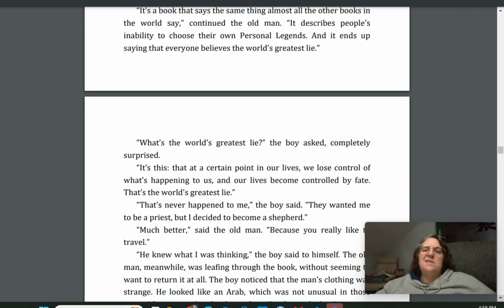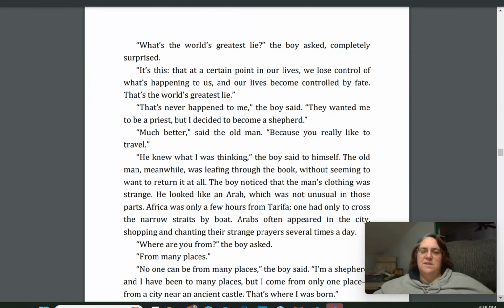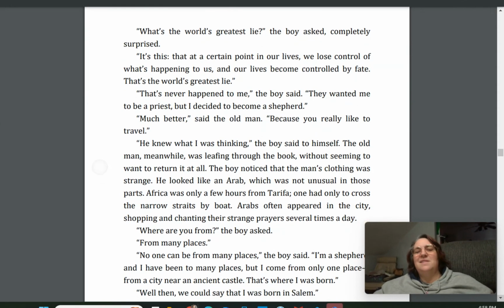It's a book that says the same thing almost all other books in the world say, continued the old man. It describes people's inability to choose their own personal legends, and it ends up saying that everyone believes the world's greatest lie. What's the world's greatest lie? The boy asked, completely surprised. It's that at a certain point in our lives, we lose control of what's actually happening to us, and our lives become controlled by fate. That's the world's greatest lie.